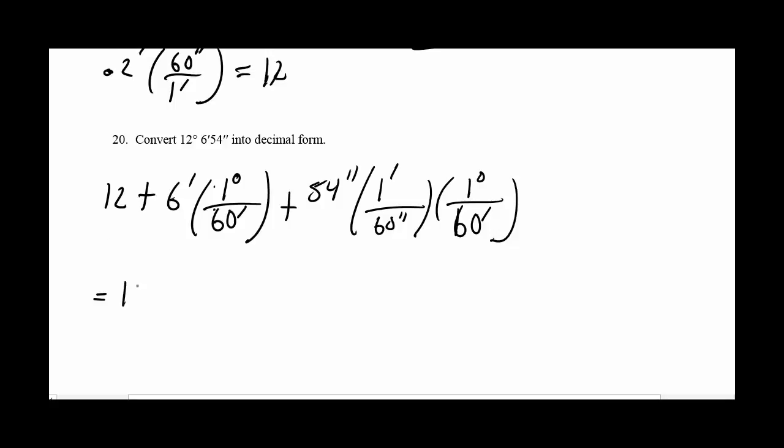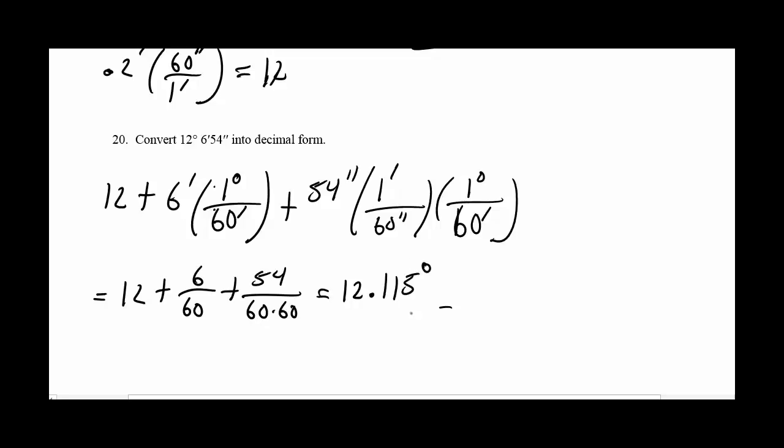So I got 12 plus 6 over 60 plus 54 over 60 times 60 is what I physically want to type in my calculator. And I should get 12.115 decimal degrees.